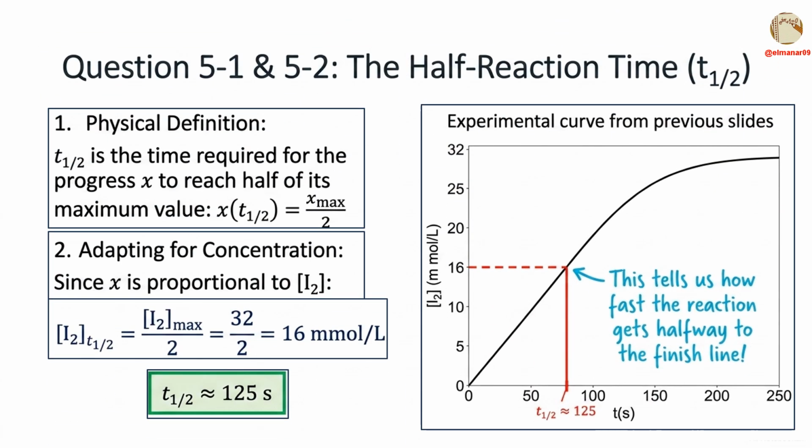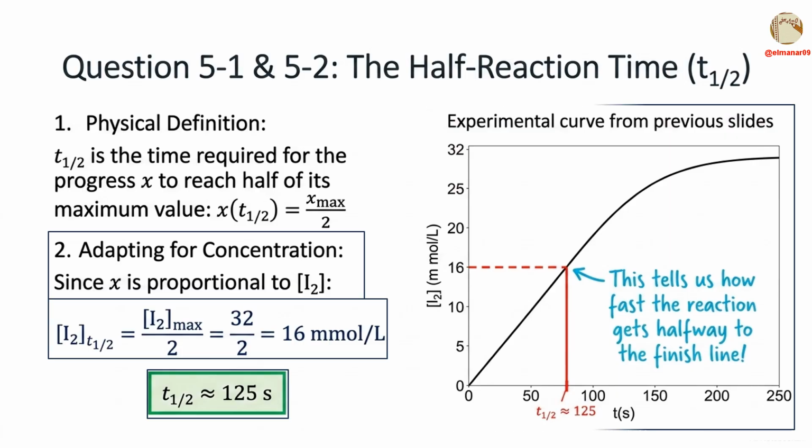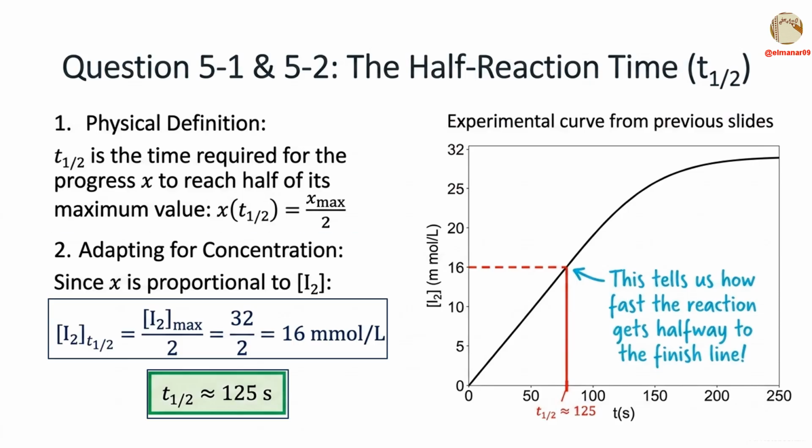Now, let's talk about the half reaction time, T1 half, for questions 5-1 and 5-2. This is a super important concept in kinetics. By definition, T1 half is the time the reaction takes to get halfway to its final destination, when X reaches X max over 2. Because concentration is proportional to progress, this also means the concentration of I2 will be half of its maximum value. So we calculate 32 over 2 equals 16 millimoles per liter.